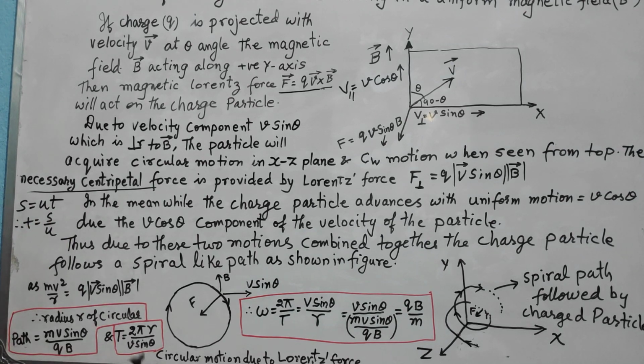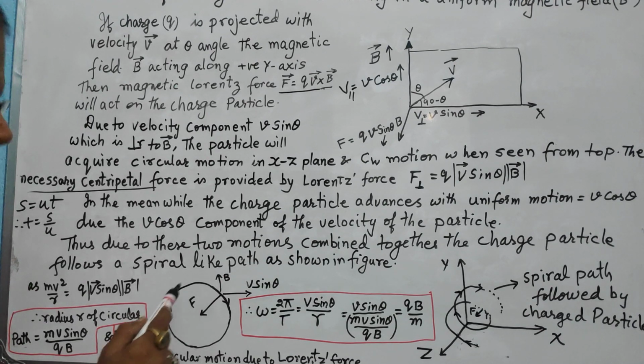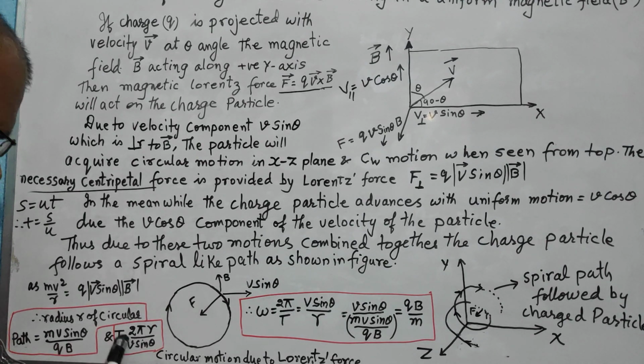What is s? It is distance. So the total distance covered on a circular path is 2 pi r, and the speed is v sin theta. So total distance 2 pi r divided by the speed v sin theta gives you the time period of rotation, meaning the time required to complete one circular path. Therefore the time period is now known to us, and the radius of the circular path is now known to us.